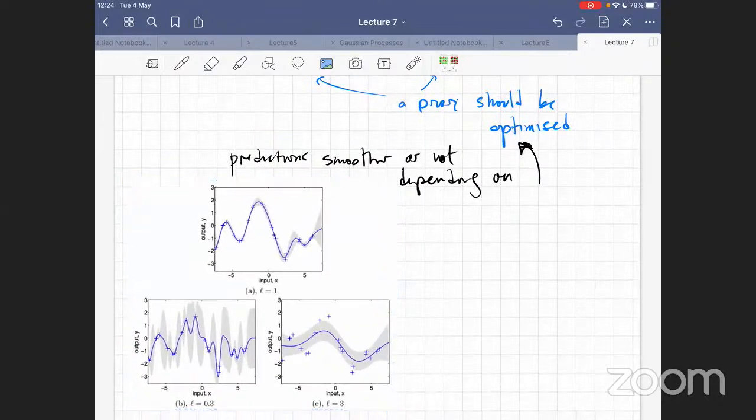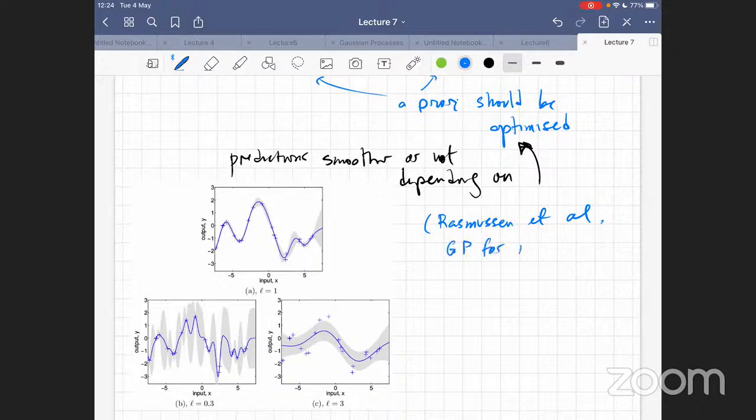Let me put it here. So this is, by the way, taken from a book of Rasmussen et al. So this lecture is partially prepared from this book, which is called Gaussian Processes for Machine Learning. This is the standard textbook of Gaussian processes. And Rasmussen is like a guru in this community.